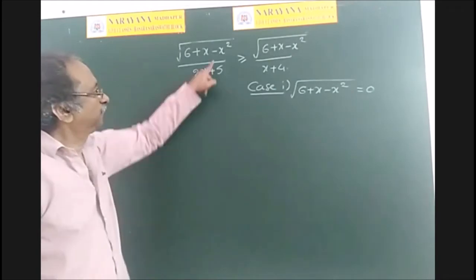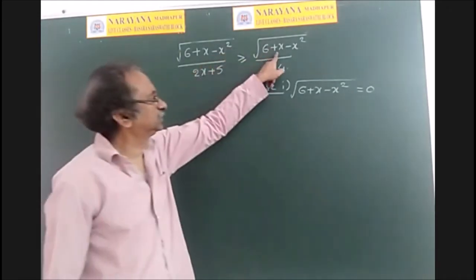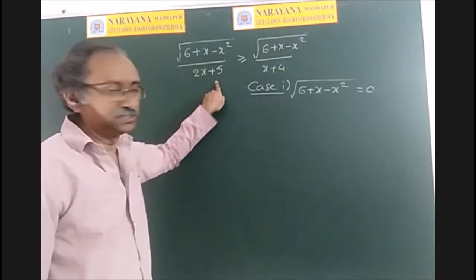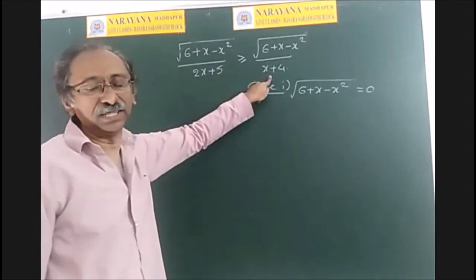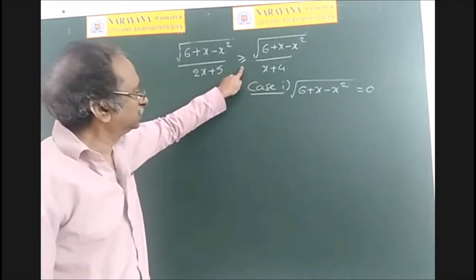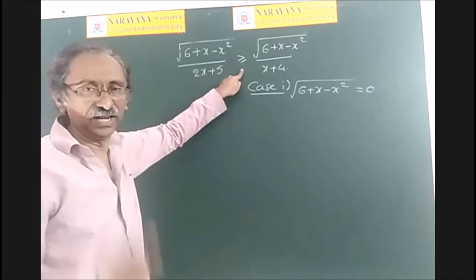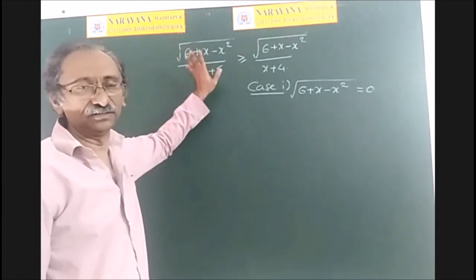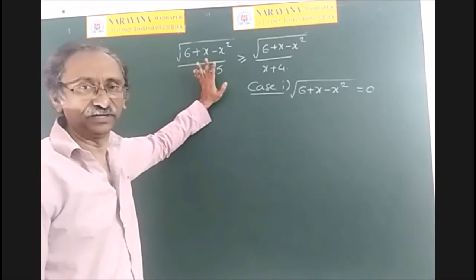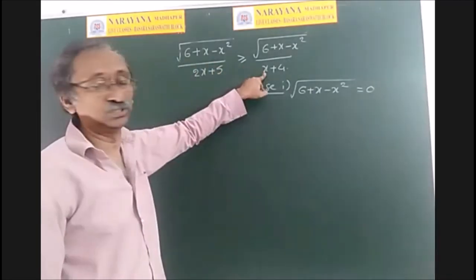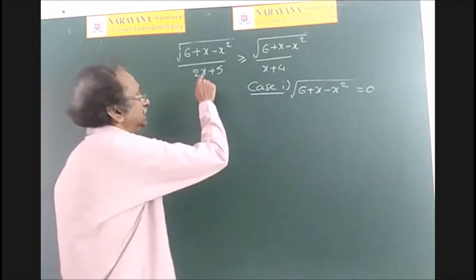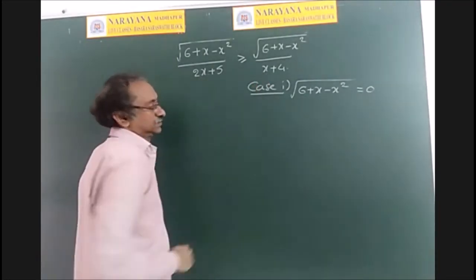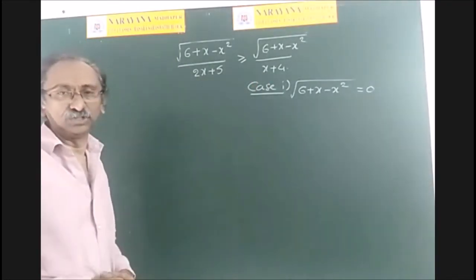Okay. So whenever this is 0, this is 0. 0 by anything is 0. 0 greater than or equal to 0. So whenever there is greater or equal, if any one is satisfied, then that inequality must be satisfied. Therefore, 0 is equal to 0 is satisfied. Therefore, that is okay. But these two are in the denominators. They should not be equal to 0.